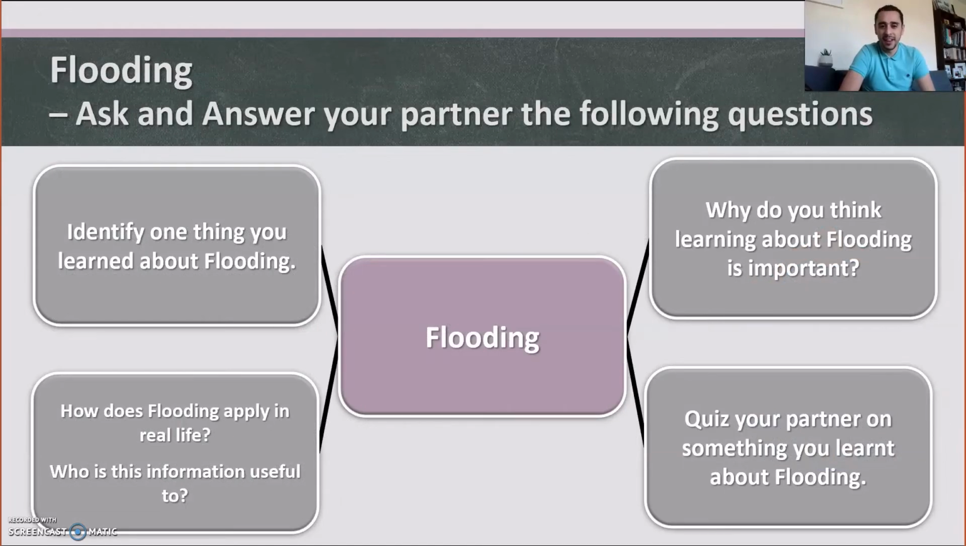And that is flooding. Identify one thing you learned about flooding. Why do you think learning about flooding is important? How does flooding apply in real life? Who is this information useful to? What questions has this raised for you?